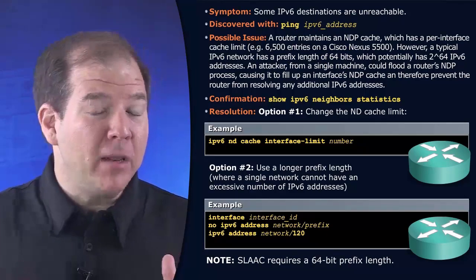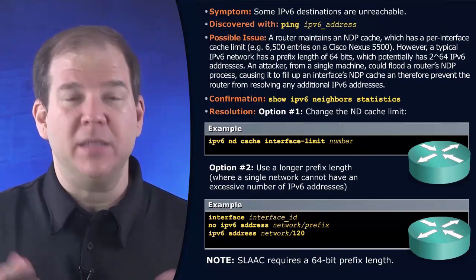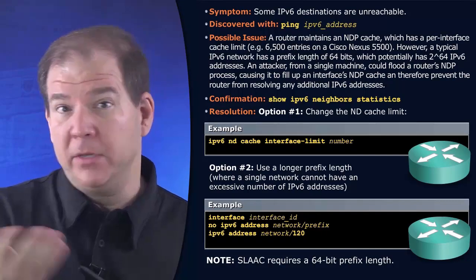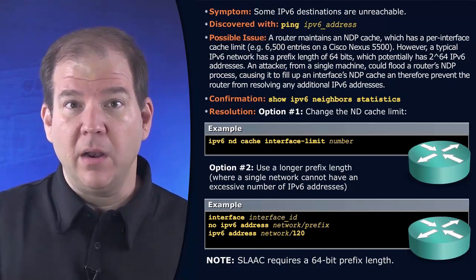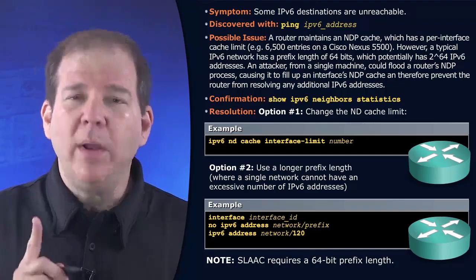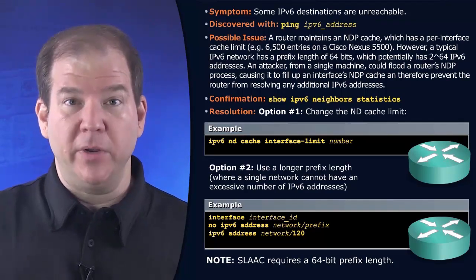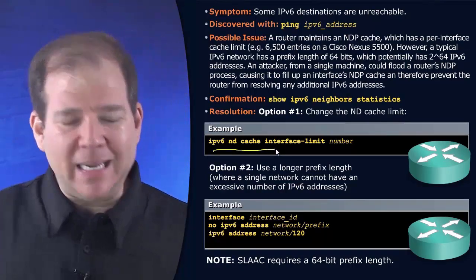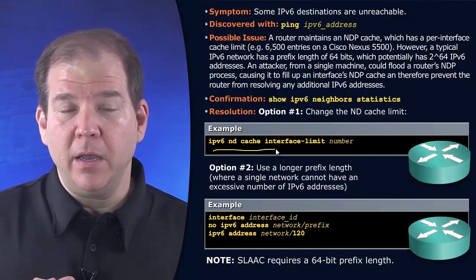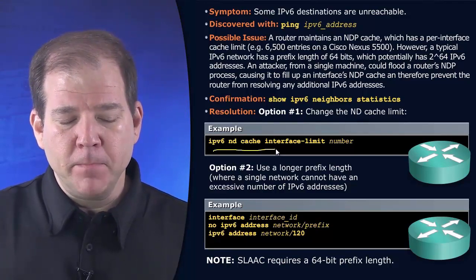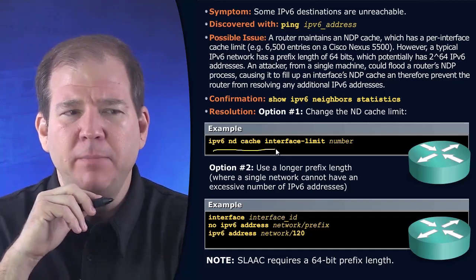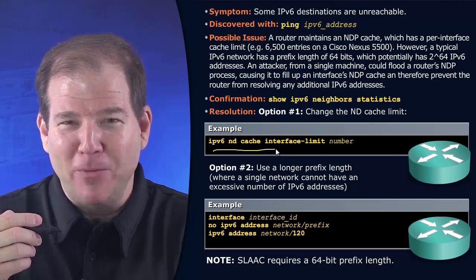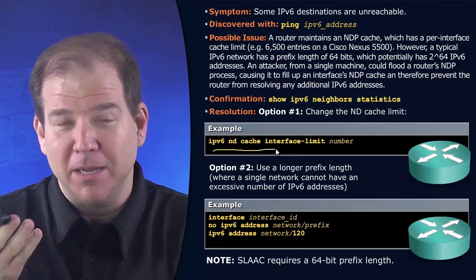An attacker could maliciously flood our NDP cache with lots and lots of entries, overflowing that cache. How do we prevent something like that from happening? Or maybe it just happens naturally because we've got a lot of devices off of that interface. One way to eliminate this issue is to increase the size of that cache. We could do that with this command. We could say IPv6 ND cache and specify a new interface limit. But another approach is to simply prevent us from having 2 to the power of 64 addresses on that network.